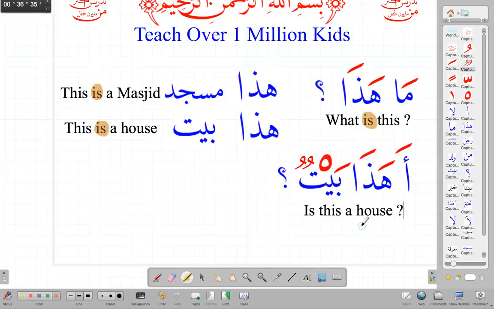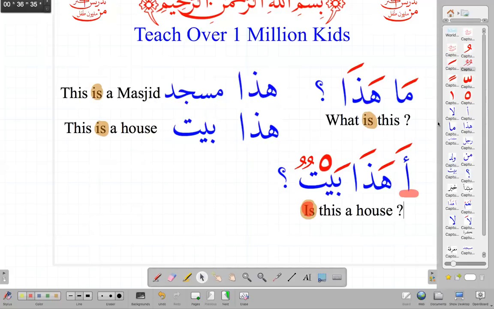Again, I will remind you. Here the copula verb is replaced by a. Okay, a comes before the sentence and is used for asking. We make a here; a is replaced with this kind of copular verb in a question. Ahada baytun means we are looking at a building. We don't know exactly what it is. Is it a supermarket? Is it a masjid? Is it a house? We ask, is this a house?